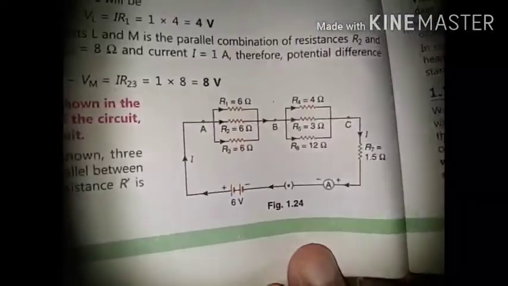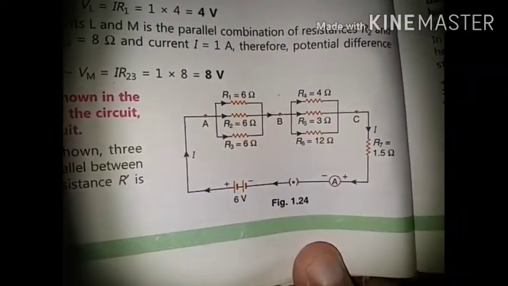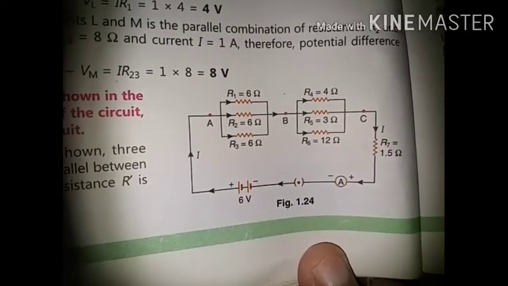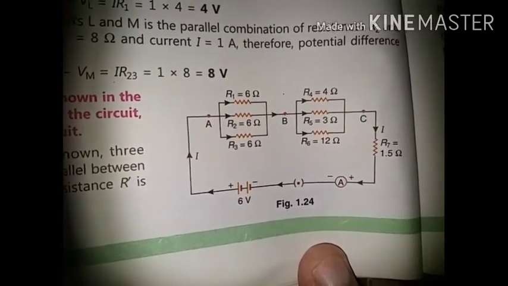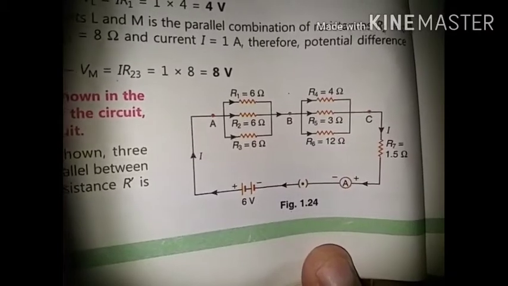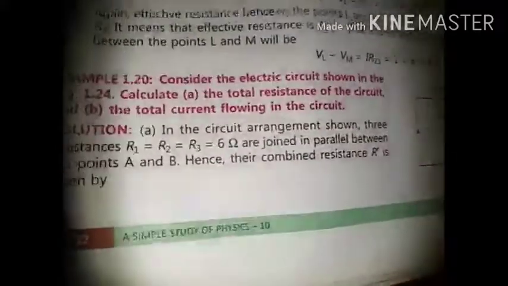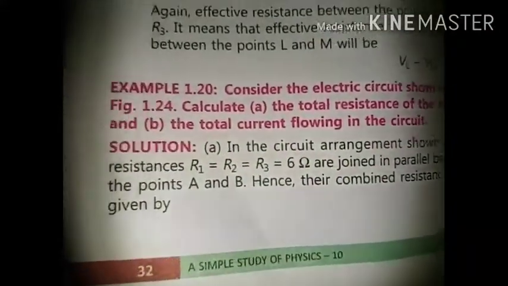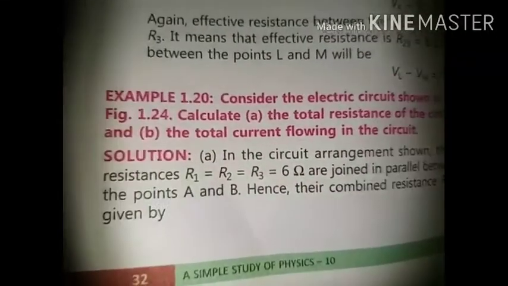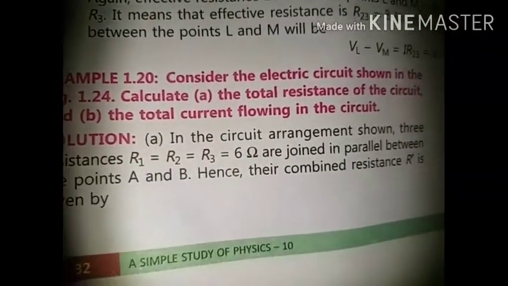Let us take one example to have a clear understanding of this concept. In this example, I have taken a circuit in which there is both series and parallel combination. Consider the electric circuit shown in the figure. Calculate total resistance and total current flowing in the circuit.